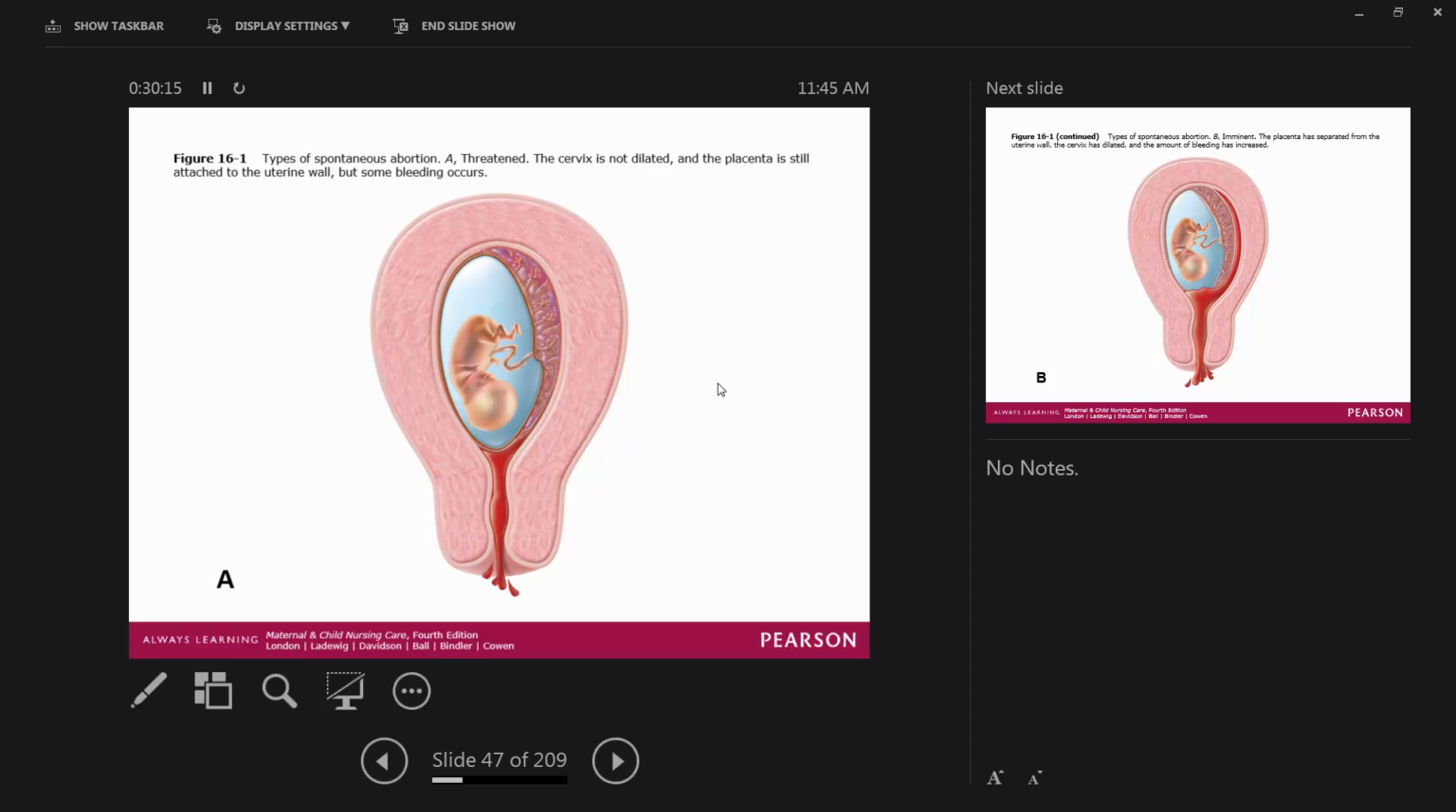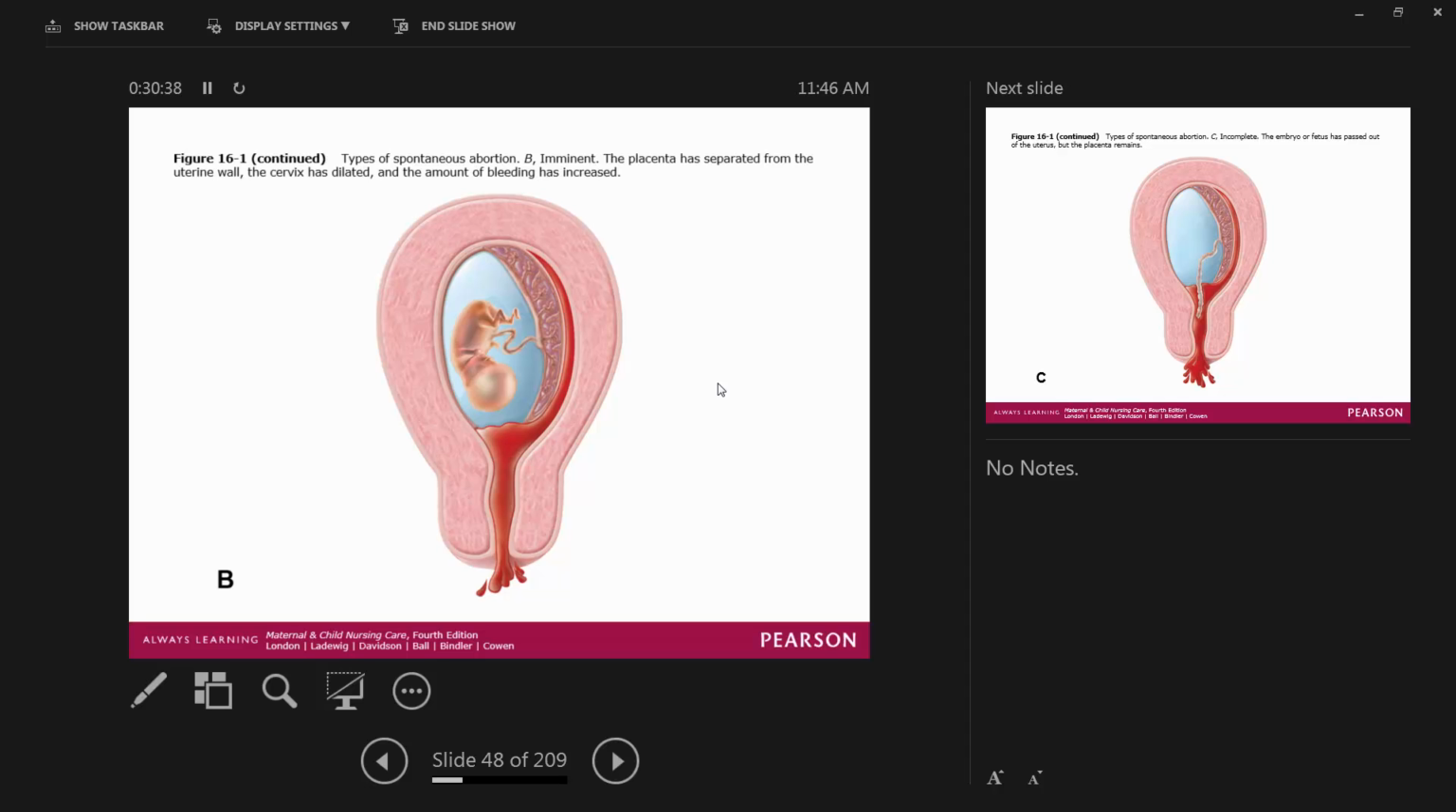So here's a look at a threatened abortion. The reason why they call this threatened, and that we might be able to intervene here, is the placenta has not broken away from the uterine wall, but she is bleeding. So if we can somehow get her to stop bleeding, bed rest, fluids, maybe we can keep this pregnancy going, okay?